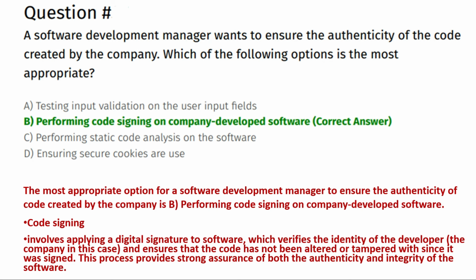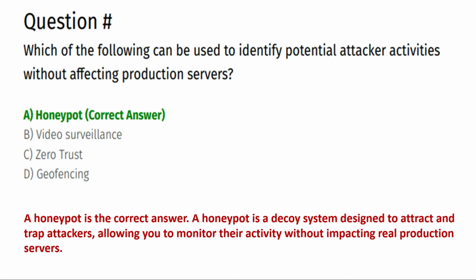And the explanation for this answer is, code signing involves applying a digital signature to software, which verifies the identity of the developer, the company in this case, and ensures that the code has not been altered or tampered with since it was signed. So this process provides strong assurance of both the authenticity and integrity of the software. So that's why the correct answer for this question is option B, performing code signing on company developed software. So let's move to the next question.